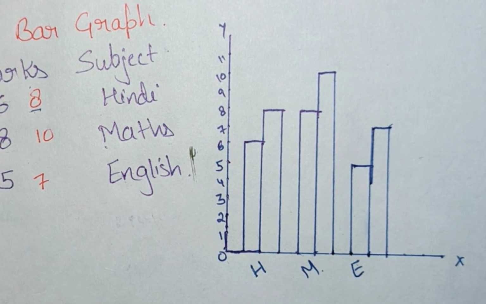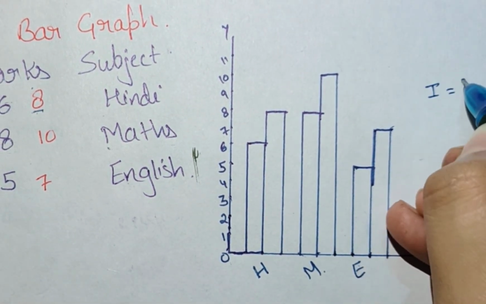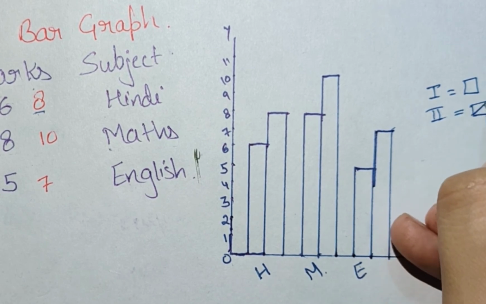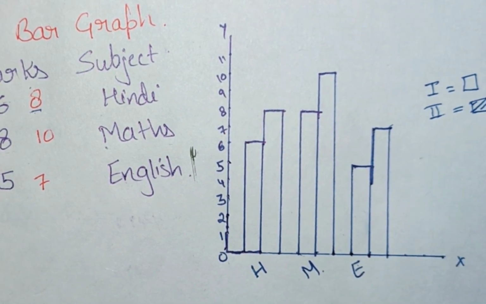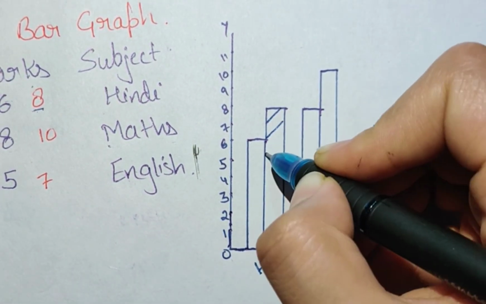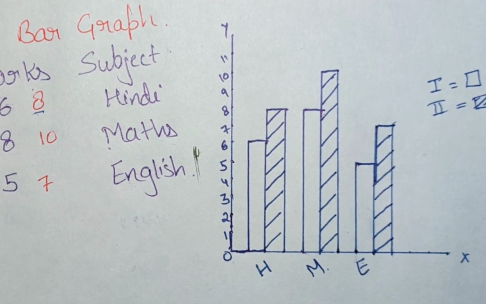But how? By observing the graph, you will come to know which are the marks of first term and which are the marks of second term. So what we do, we make a differentiation. How? See, for first term we are using a simple bar, and for second term we are using a bar with lines. Okay, so what you will do now, you will make lines in your bar which is representing the marks of second term. So now by mere observation only, you can tell the difference between the marks of first term and second term.